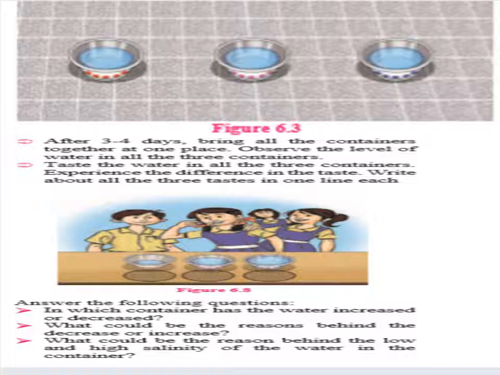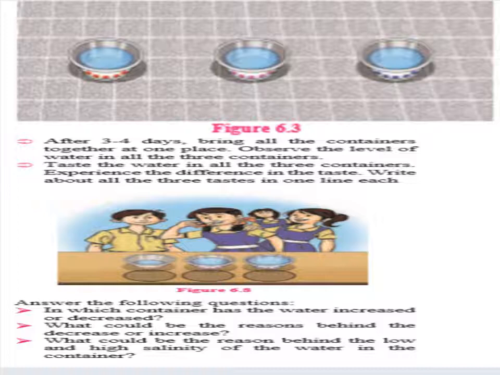Such a quick activity it is, but it will take 3 to 4 days. So please do this activity and you will enjoy this. Now let's see what all answers we get. In which container has the water increased or decreased? Now we have done this experiment, children. We have to know the answer. So this is your activity, you will solve and write in your notebook. Okay, children? It's a quick activity. So you will do it.